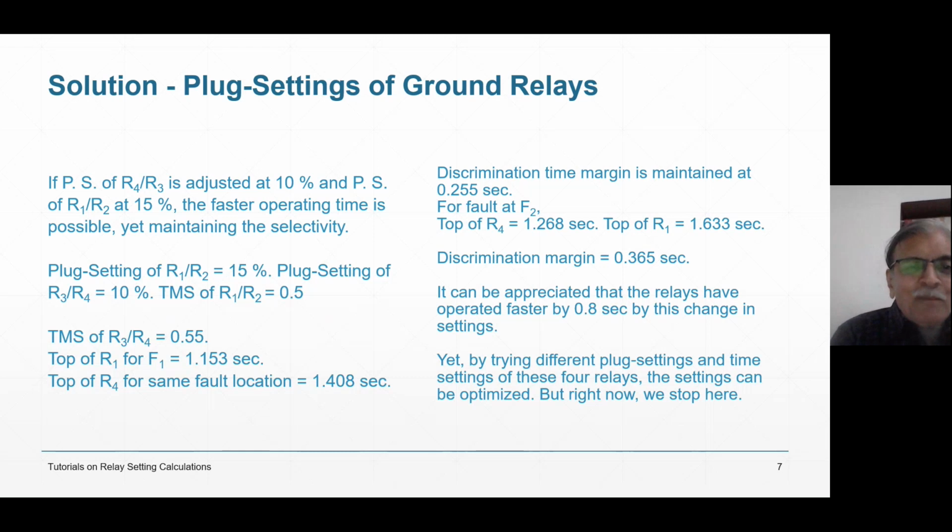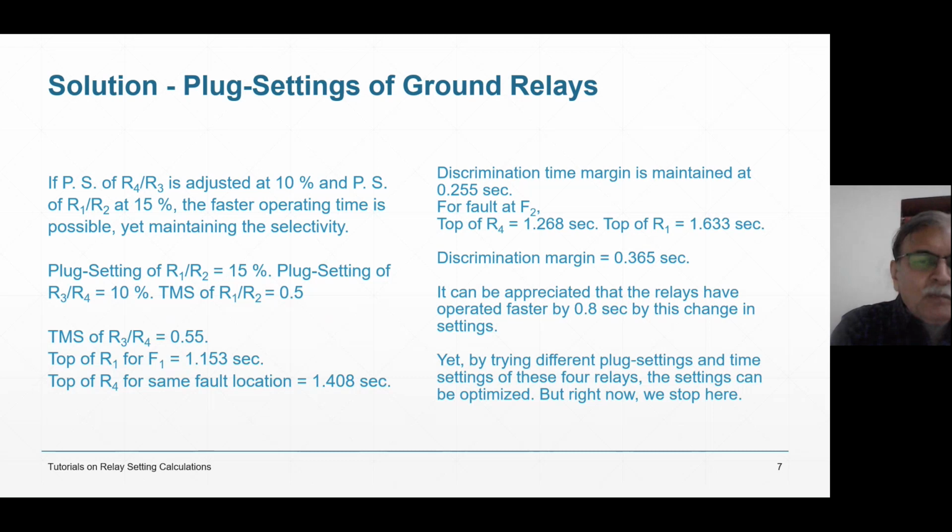And what I have done? TMS of R3, R4, I have adjusted: TMS of R1, R2 is 0.5 and TMS of R3, R4 is 0.55. This also I have arrived at after many iterations. I don't mean to say that I arrived at this at the first point of time. It was after many iterations, which I did at my home, myself, using a simple calculator, right?